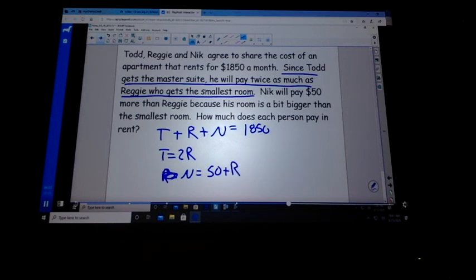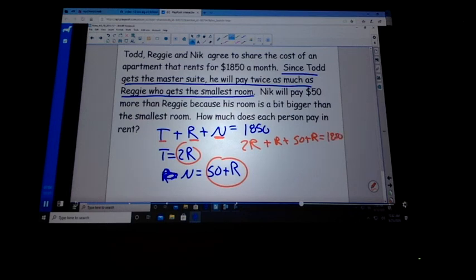And we're going to start substituting a few things in. So I know that T is equal to 2R, so I'm going to put 2R in there. And then we know that Nick is 50 plus R, so I'm going to put 50 plus R in there. Don't forget this R, so plus R plus 50 plus R equals the $1,850.